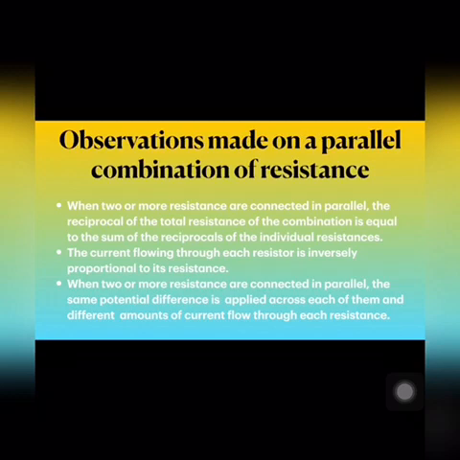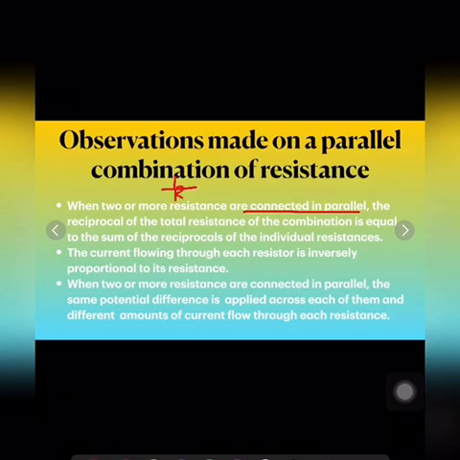Now the observations made on a parallel combination of resistances. First, when two or more resistances are connected in parallel, the reciprocal of the total resistance of the combination is equal to the sum of the reciprocals of the individual resistances. We have just seen that 1 by R equals 1 by R1 plus 1 by R2 and so on.